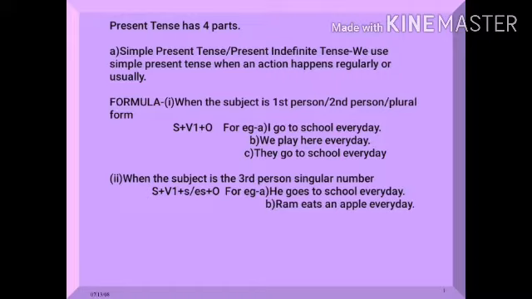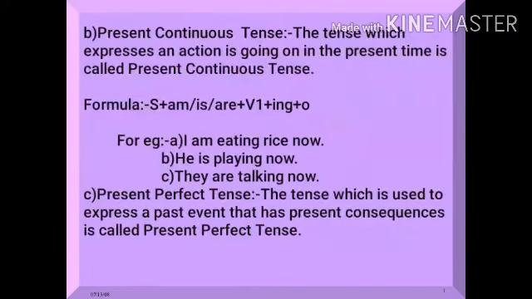Now, after this, present continuous tense. So present continuous tense means the tense which expresses an action is going on in the present time is called present continuous tense. That means the tense which shows an action is going on and has not yet stopped. It is still going on right now. So that is called present continuous tense.